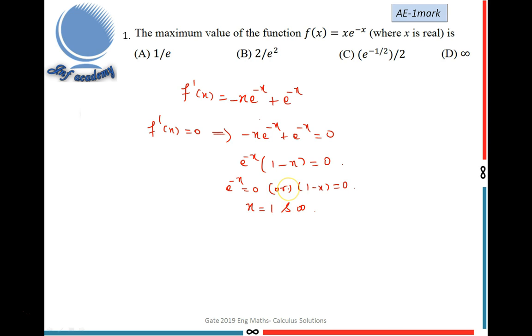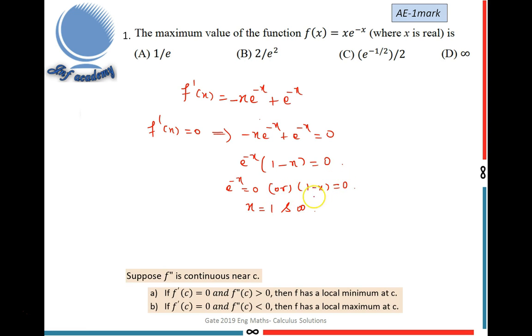In this problem, I use the second derivative test. What is the second derivative test? Suppose f double dash is continuous near c, and c is a critical point. First, if f dash of c equal to 0 and f double dash of c greater than 0, then f has a local minimum at c. Next, if f dash of c equal to 0 and f double dash of c less than 0, then f has a local maximum at c. So here I use the second derivative test.